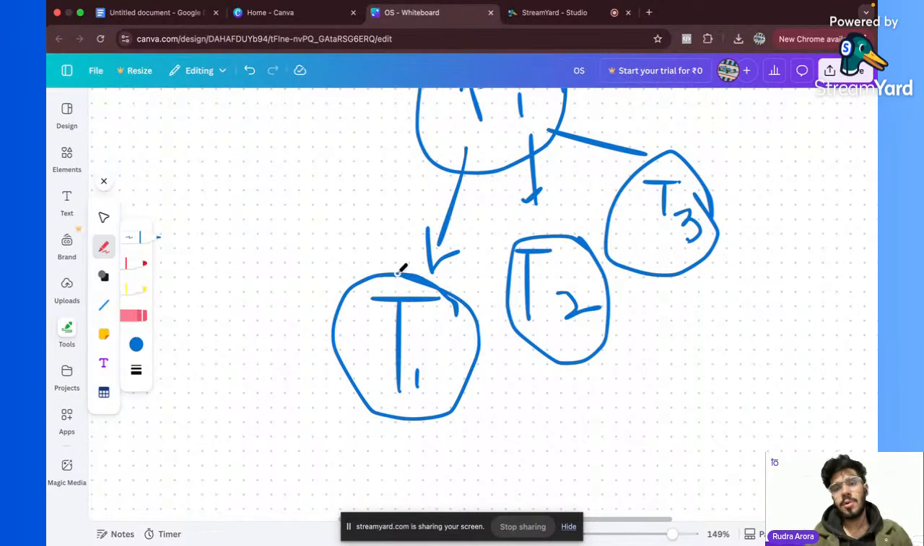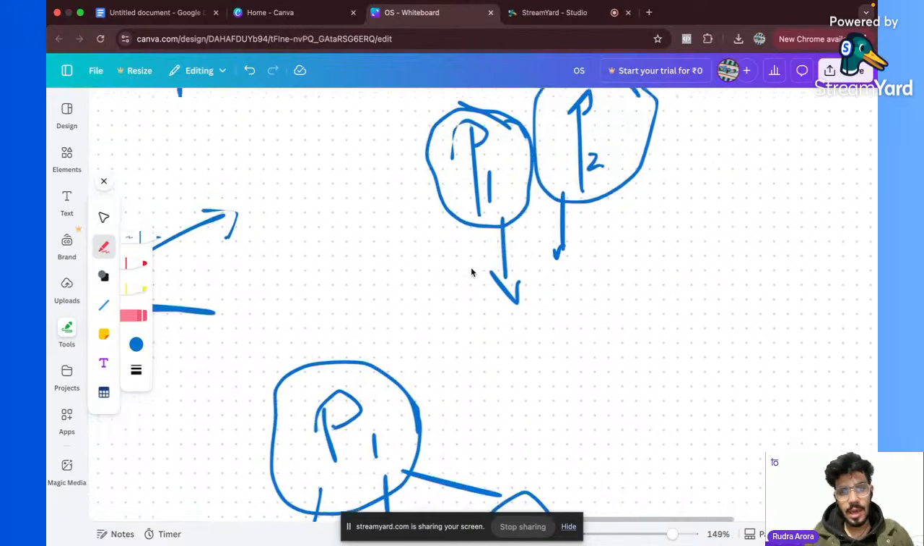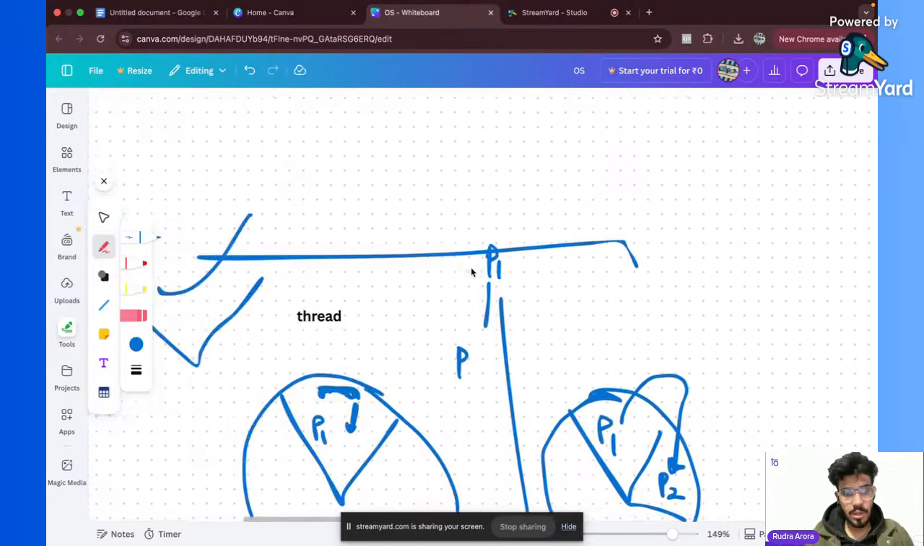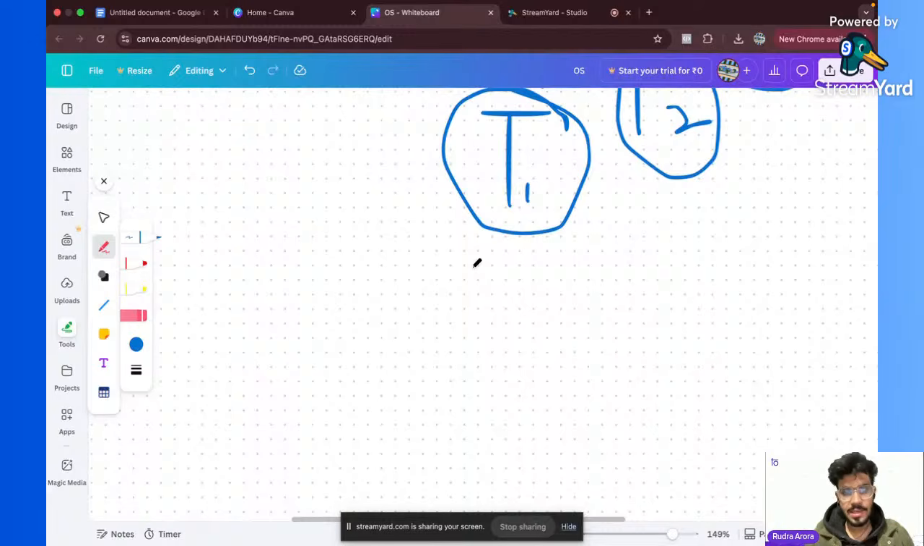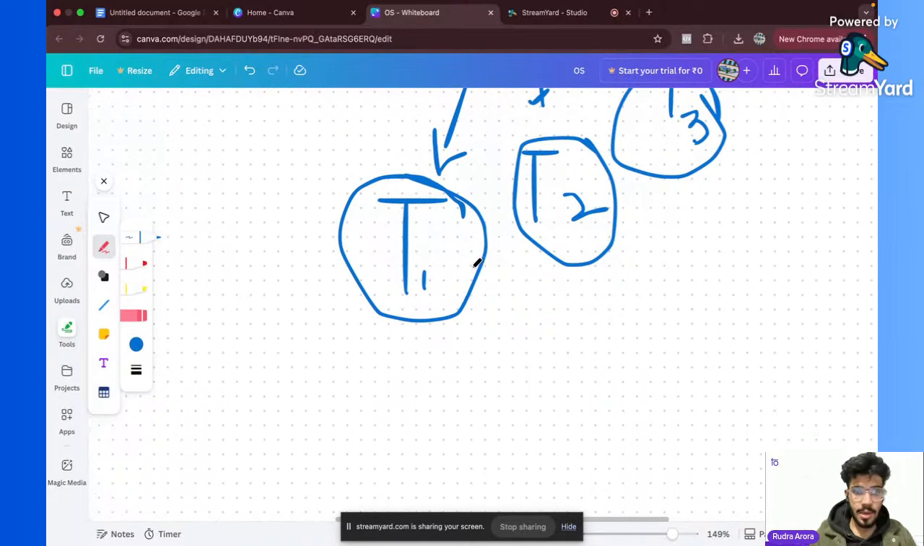Suppose you open the Word file and start editing the text. While editing, you change the color and you change the font size at the same time. Changing the font size and changing the color of the text are both separate processes, but you see that they happen at the same time.